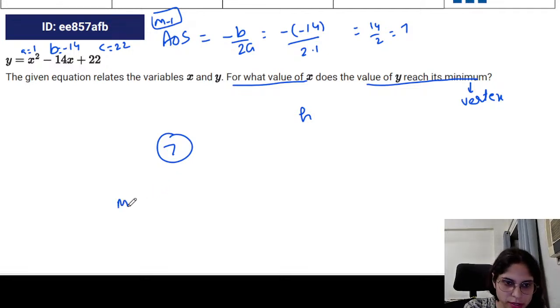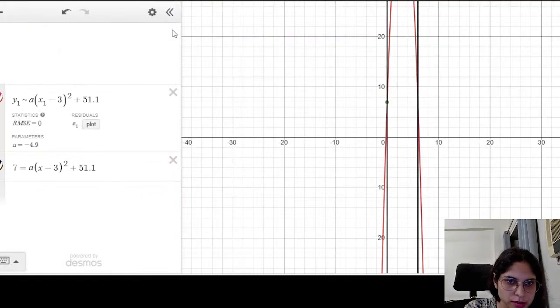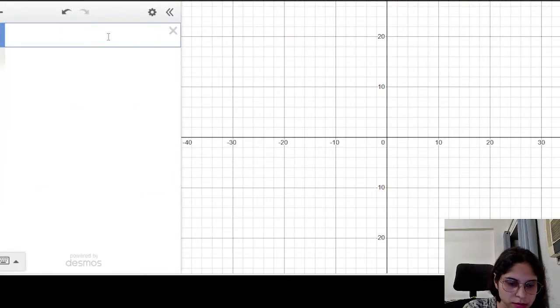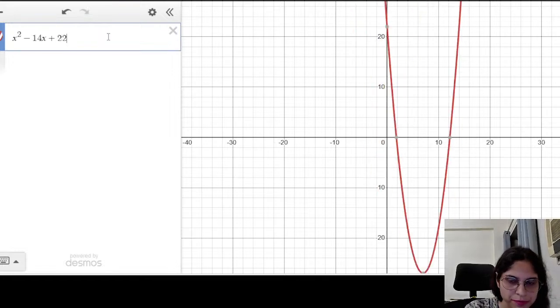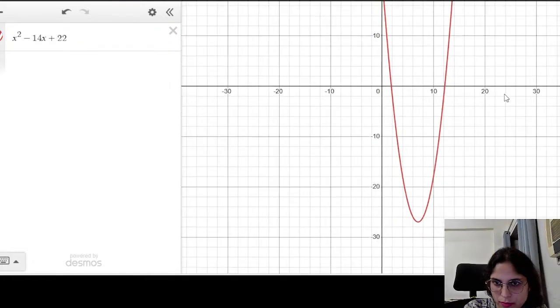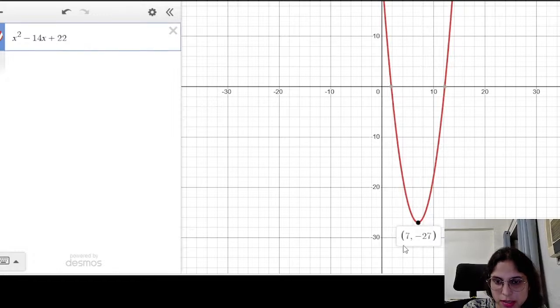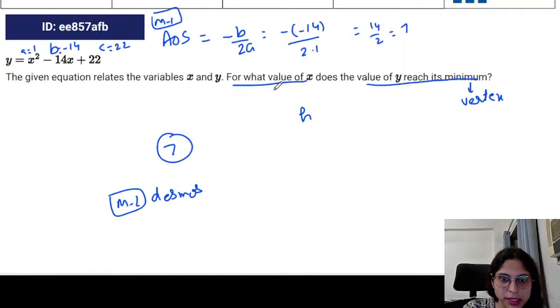Otherwise, method 2 is Desmos. Just go to Desmos, write x squared minus 14x plus 22. This is the minimum. The x value is 7, the point is (7, negative 27), but they are looking for the x value, so the answer is 7.